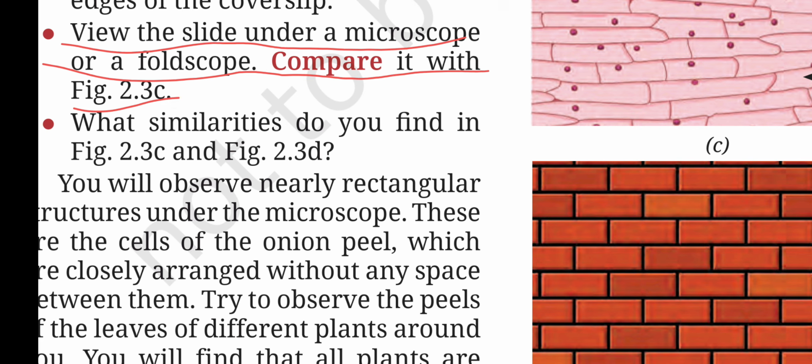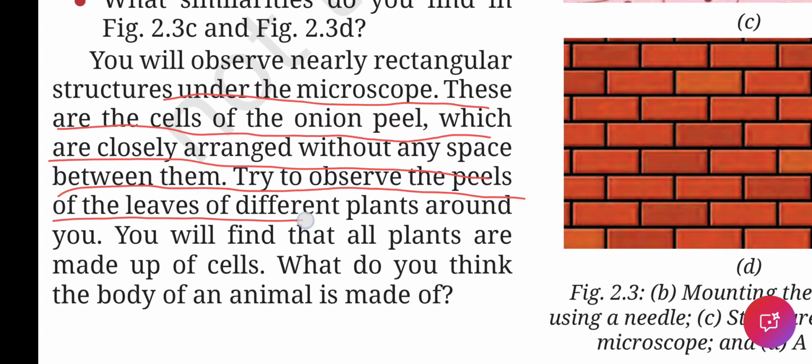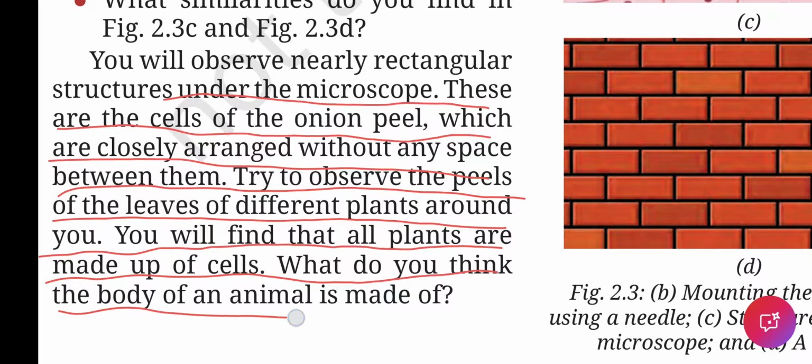Compare it with figure 2.3c. What similarities do you find in figure 2.3c and figure 2.3d? You will observe nearly rectangular structures under the microscope. These are the cells of the onion peel, which are closely arranged without any space between them. Try to observe the peels of the leaves of different plants around you. You will find that all plants are made up of cells.